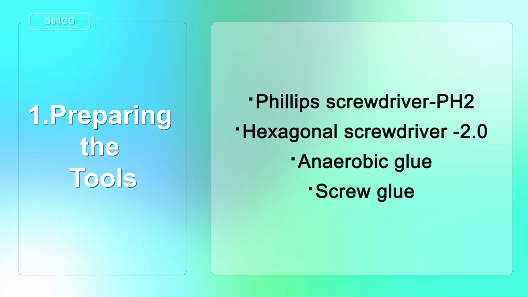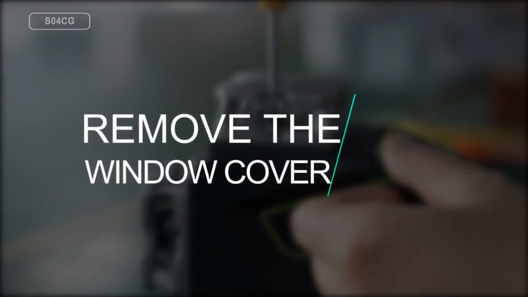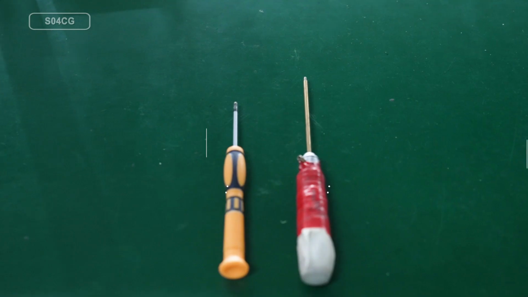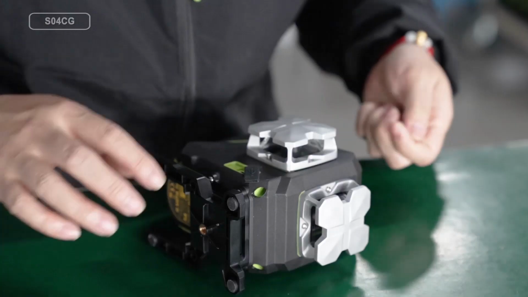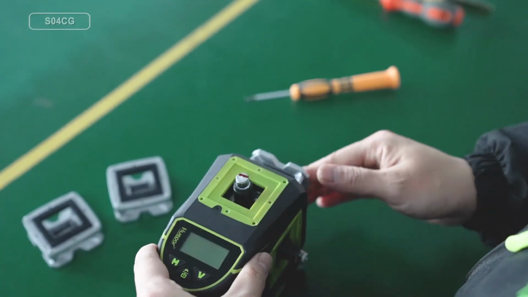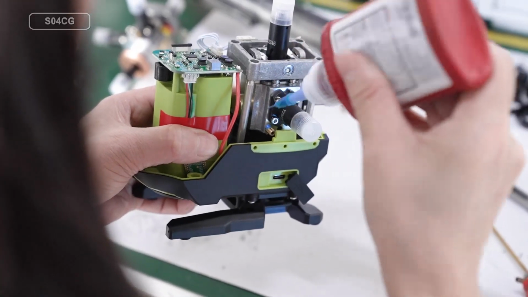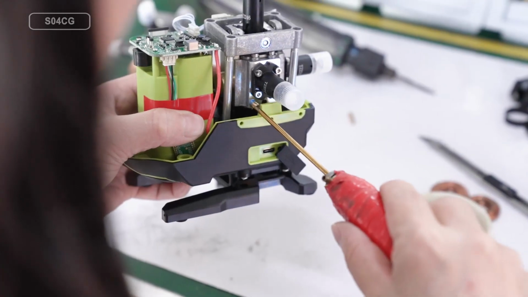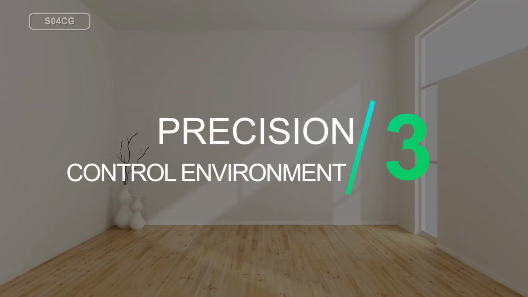Preparing the tools: Phillips screwdriver PH2, hexagonal screwdriver 2.0, anaerobic glue, screw glue. Remove the window cover. Remove the model window cover with a plumb screwdriver. Fix the copper screw. Apply toothpick paste anaerobic glue on the surface of the copper screw, and then screw it to the best position. Precision control environment.